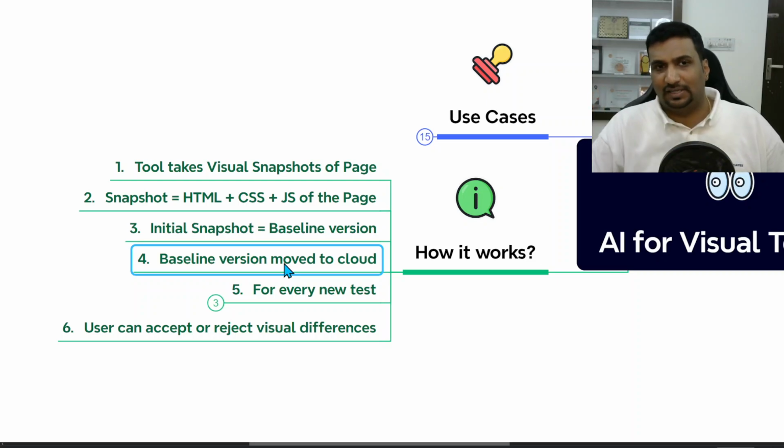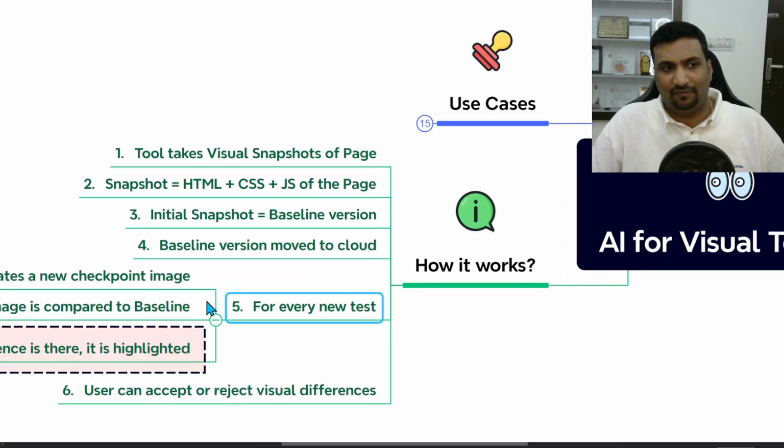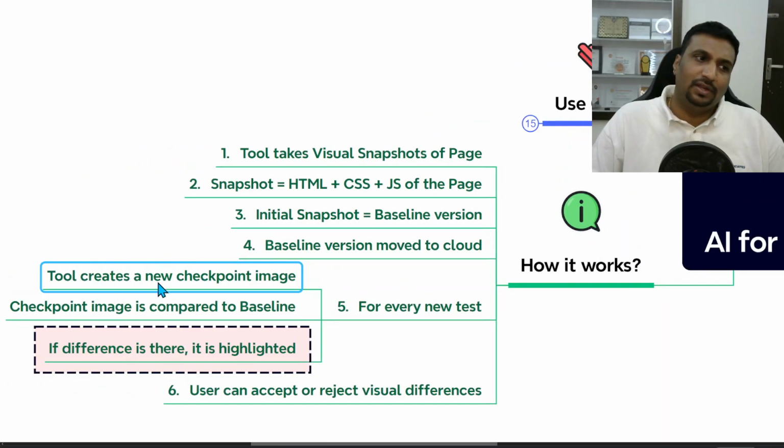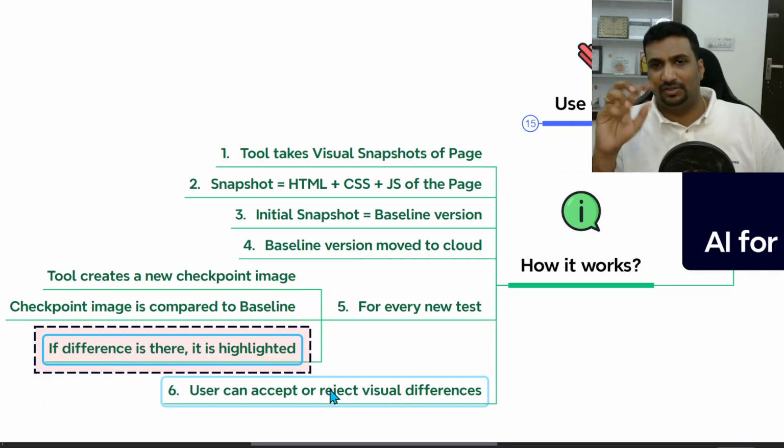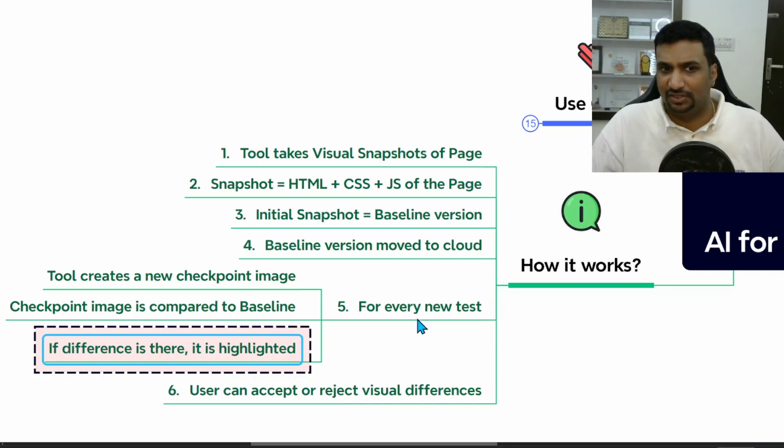Now for every subsequent test, that reference is used, and the tool creates a new checkpoint image of every page, and then it checks it against the baseline version. That is compared, and if a difference is there, it is highlighted. Once it is highlighted, the user can accept or reject the changes. If the changes are right, then it's accepted, so the baseline version gets updated. If the changes are wrong, then you have to raise a bug for the developer to fix it, and further investigation would go into what the issues are. So that is about how it works.